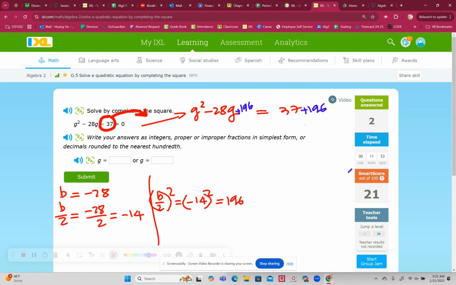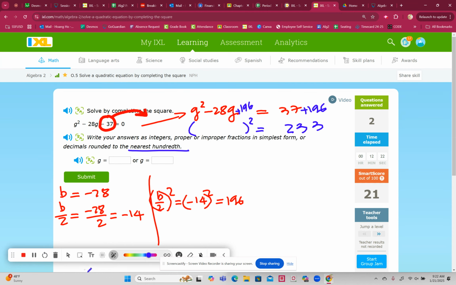Ooh, lucky to you guys, because since they asked the answer to the nearest 10, it means you don't have to simplify your square root. Alright? You just punch your square root directly to your calculator. Okay, so now the left side is a perfect square. What is it? So the right side, you combine them together, that would be 233. Okay, you can punch them directly on the calculator in a second.